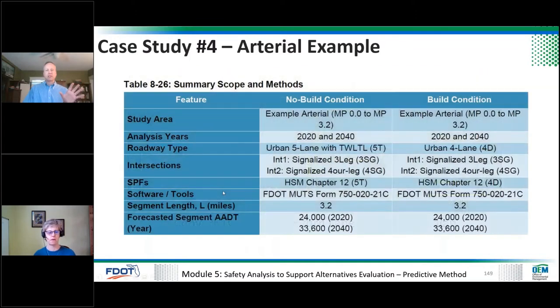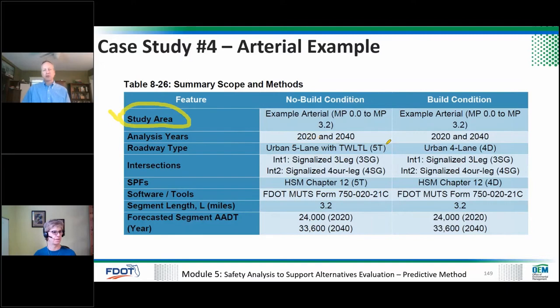Go to the next sheet. It's got that same general table that we showed you before that lays out the scope and method. So again, this is a good way, like Beth said, to clearly outline how you're going to tackle the project. So here we've got the study area is a little over 3 miles in length, and then analysis years 2020 and 2040.